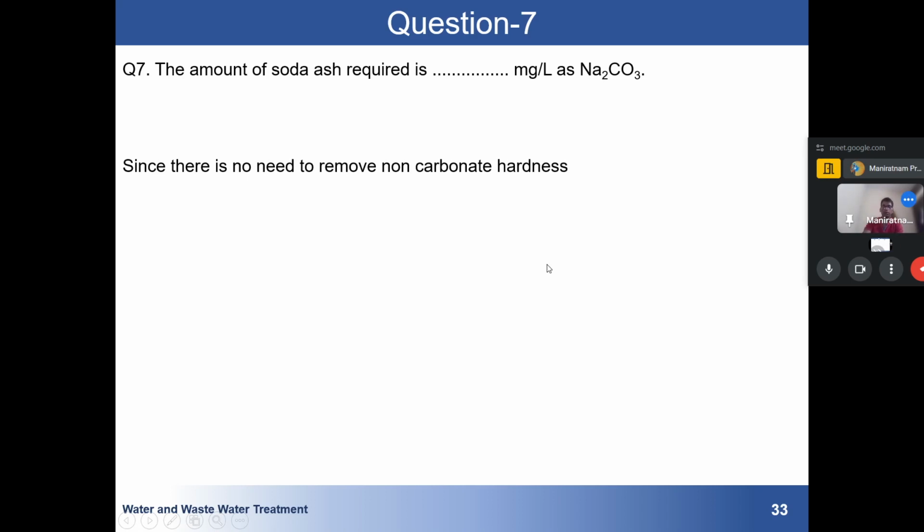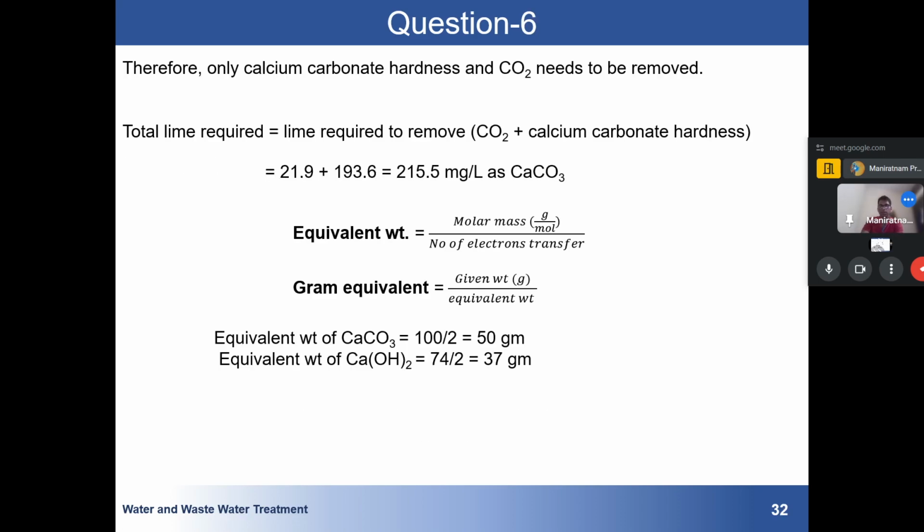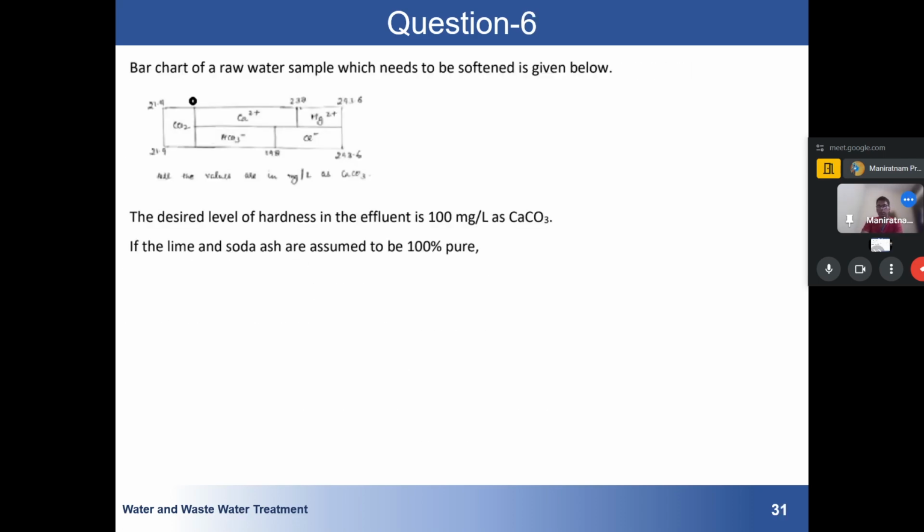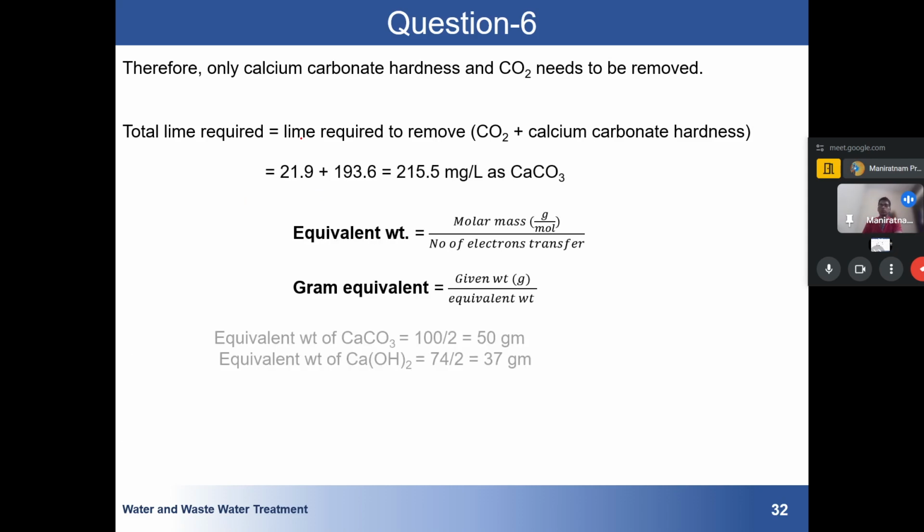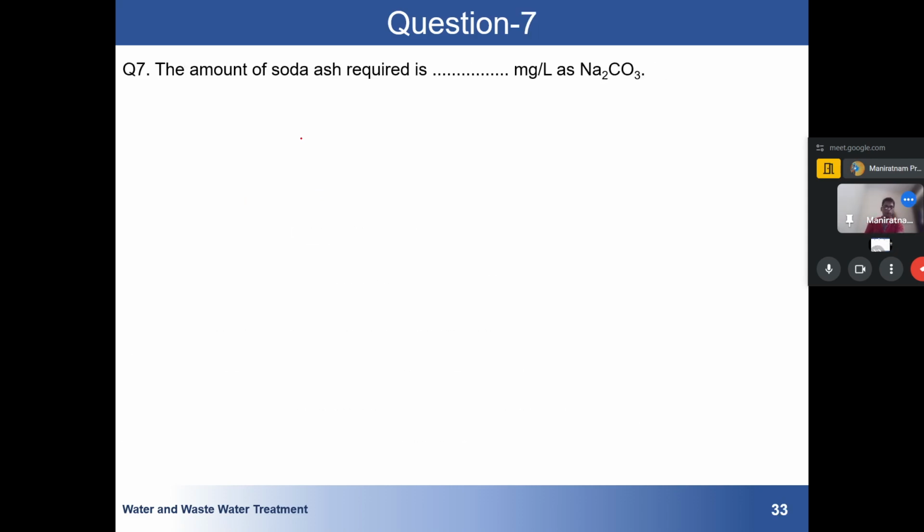Why is soda required? Because soda is required to remove non-carbonate hardness, but you can see in this question I have to remove the hardness till here only. There is no need to remove hardness due to chloride, so there is no need to remove this non-carbonate hardness. Hence, there is no need to add any kind of soda.